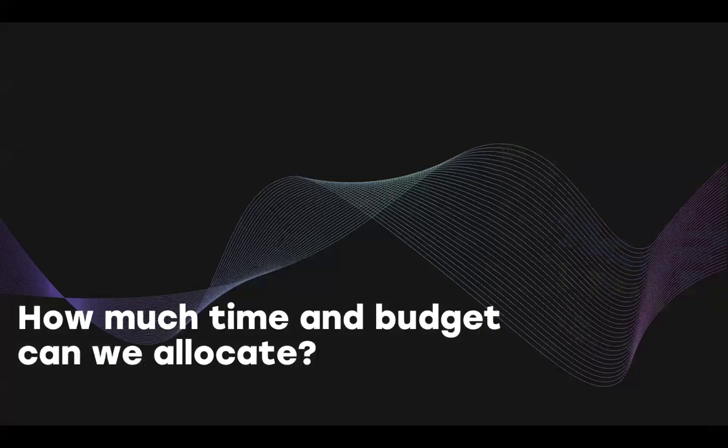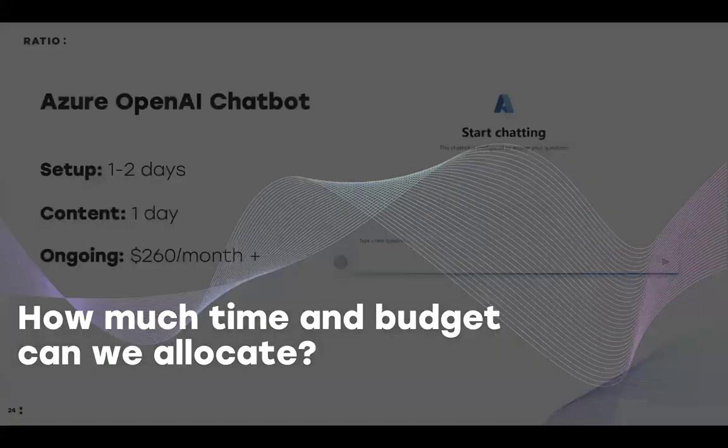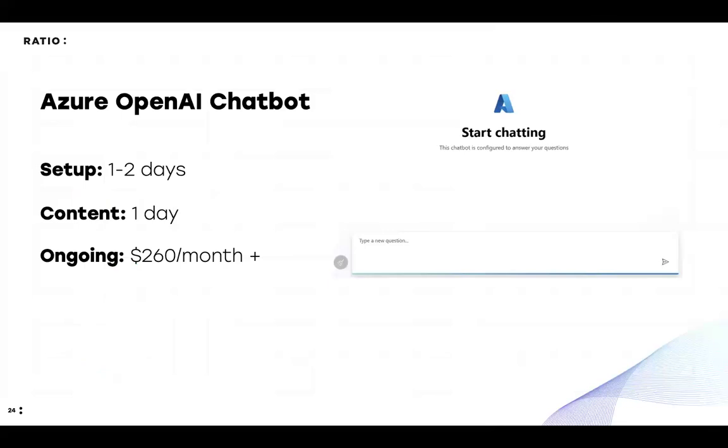And the other one is how much time and budget can we allocate? So to give you a couple of fairly high level examples, to get an Azure OpenAI chatbot up and running is really, really simple. We did one the other week, again, for our client, for a support bot. It took virtually no time at all. The only real ongoing cost is the hosting, because it does require processing power. And if you go for the lower tiers, you can sometimes run into speed issues.